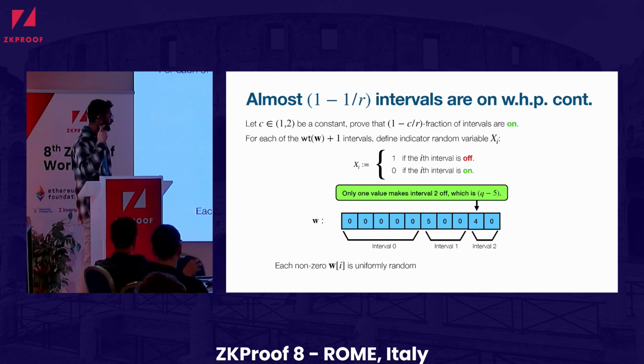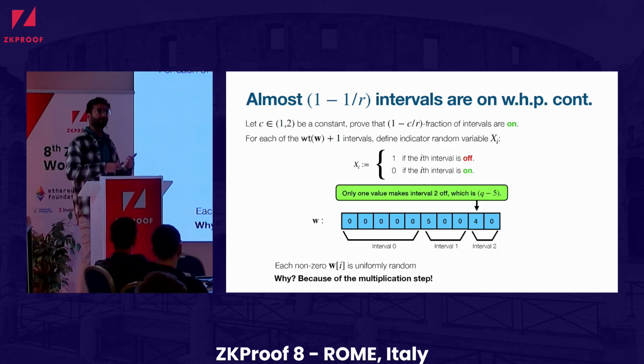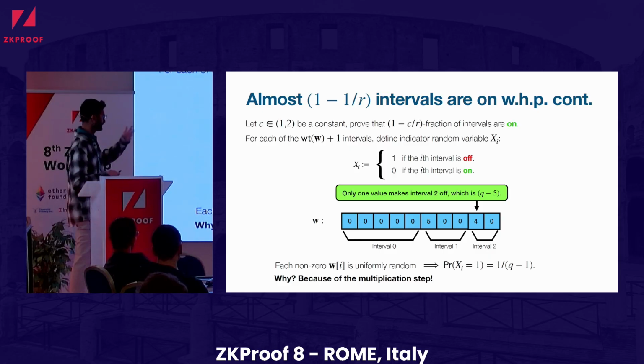And the nice thing that we now have is that each non-zero wi is uniformly random. And why is that? Because we applied the multiplication step. When we multiplied with this multiplication vector, we ensured that every single non-zero entry was a uniformly random field element. And therefore, we're able to get that the probability that any of the xi's is 1 is 1 over q minus 1. It's very, very small.